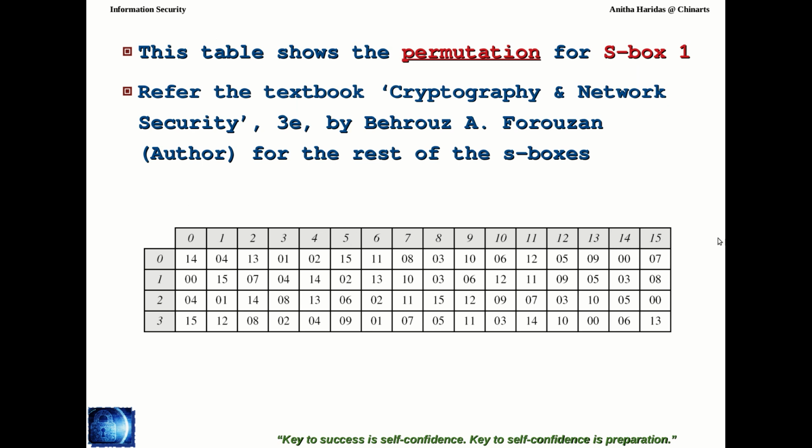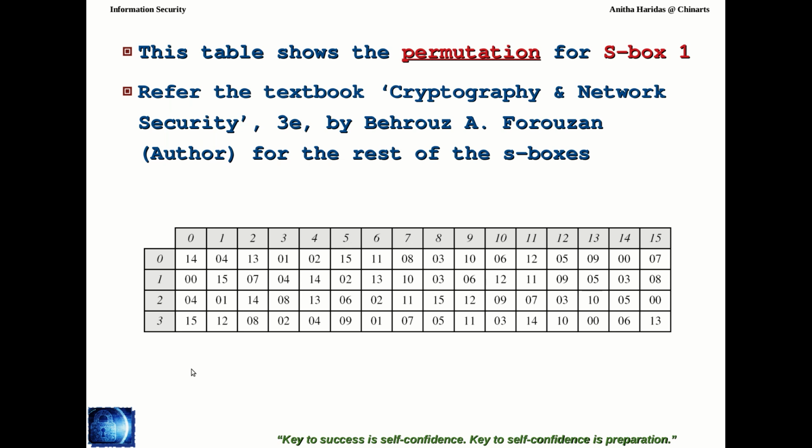Okay, so this is the table for S-box 1. The same way for S-box 2, S-box 3, 4, 5, 6, 7, 8, we have different tables. You can refer to the textbooks for the rest of the S-boxes. Here I am showing only one S-box, which is used as the S-box 1 table. So this is the predetermined rule we have.